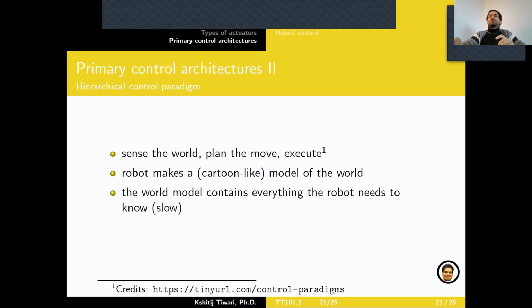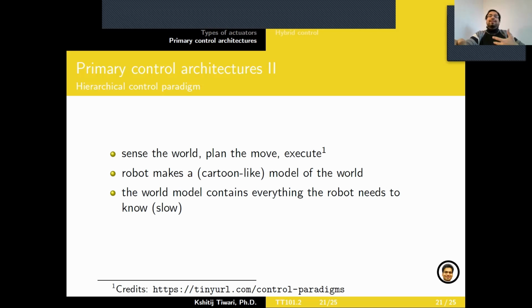Also, sensors could be noisy. So whether or not you know the noise model, whatever you're seeing is not accurate. Okay. So that's why we imagine something like a cartoon-like model. So imagine you went to a monument and then you are drawing a painting of that. Even if you make it lifelike, it's not 100% accurate.